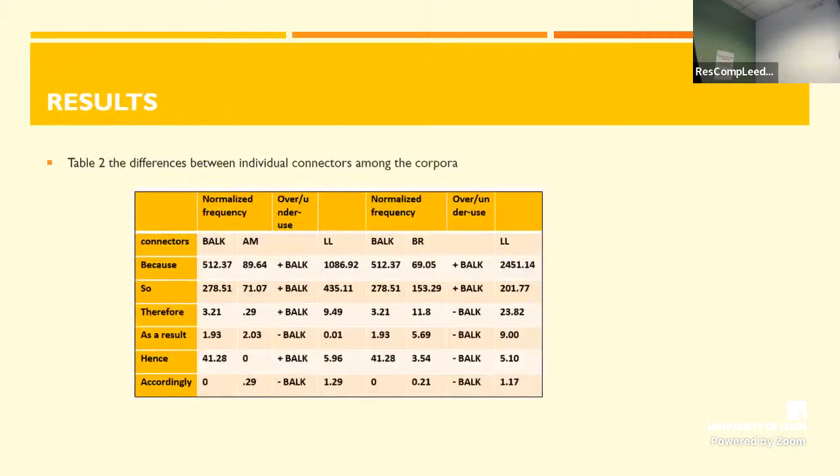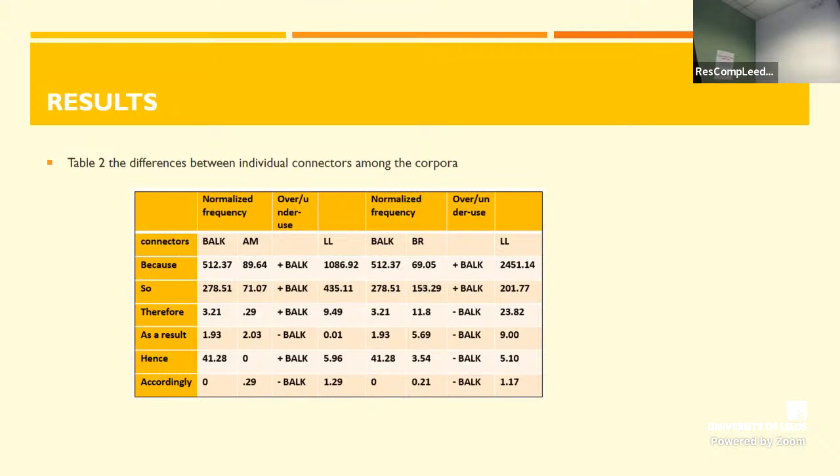So this is the result I gained. These are the connectors I used, and this is the bulk with the AM and the log likelihood, and the bulk with the BR and the log likelihood. If you see the plus sign, it means there is an overuse of the connector. So if it's plus bulk, it means that Arab learners use this connector more than the native speakers. Generally, we can say that Arab learners prefer to use "because" and "so" more than other resultative connectors.